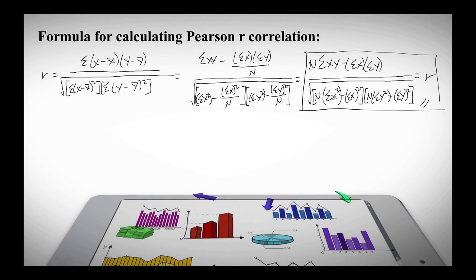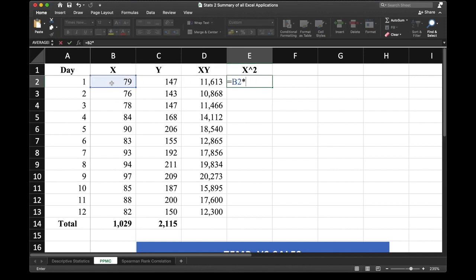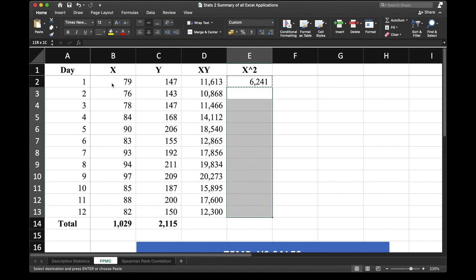Kahit hindi nyo alam yung steps. That's why hindi ko binibigay yung steps dito. Nagpo-formula tayo. So again, summation of x squared. We need to find x squared first. So x squared, this is 79 times by itself. 79 times 79. So this is the answer for the first day. And copy-paste natin hanggang sa baba.